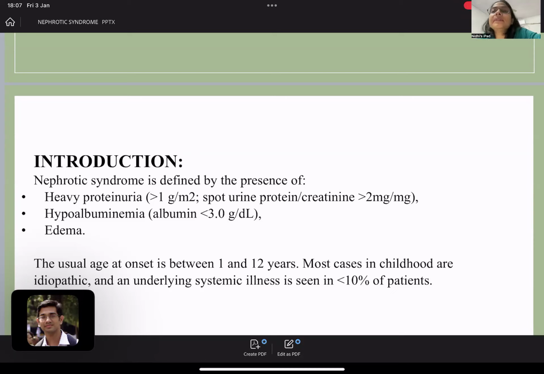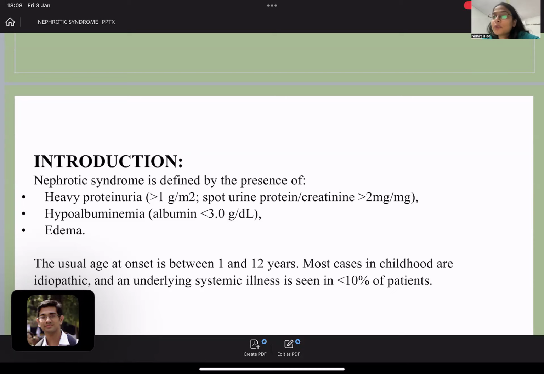So today we will be learning about nephrotic syndrome. It is a very common disorder that we come across in pediatrics, and it is very important from the exam point of view, both prof exams and NEET PG. So nephrotic syndrome is defined by three criteria.